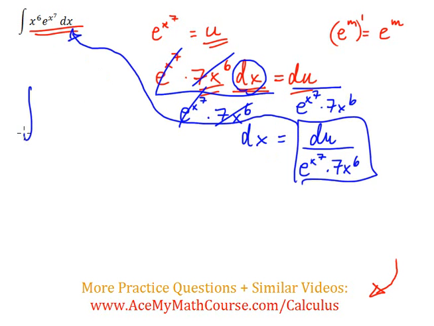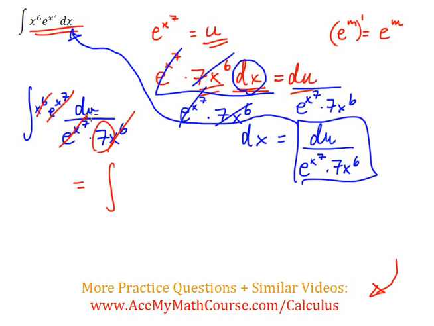So we're going to have x to the 6 e to the x to the 7 times du over e to the power of x to the 7 times 7x to the power of 6. It's getting a little repetitive to say that all the time. Then here's what's going to happen. Those can cancel out, the x to the 6 over x to the 6. And these guys can also cancel out. So we end up with just the integral of du over 7. That's the only thing we have left. Or I can rewrite that as 1 over 7 du.